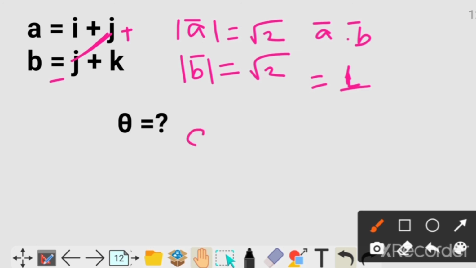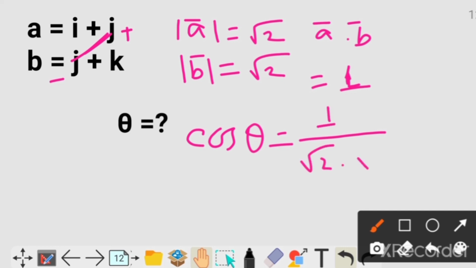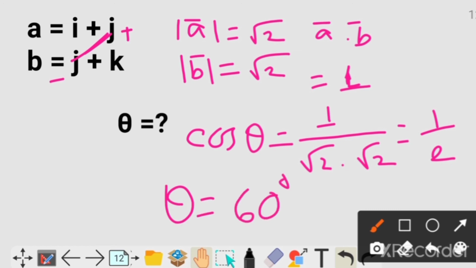Now here I can write that cos theta equals 1 upon root 2 into root 2, so that is 1 upon 2, that is half. So I can write that theta equals 60 degrees. As this value half is known to us, cos 60 degrees equals half, so I can write theta equals 60 degrees.